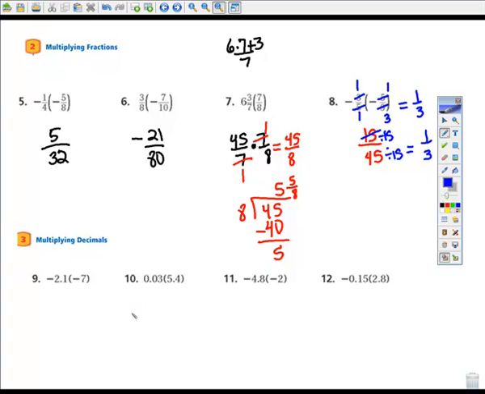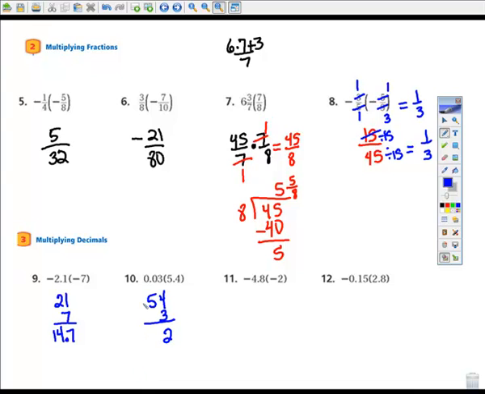Next, we have multiplying decimals. What I want you to do first is just ignore the decimals. So I want you to look at this as negative 21 times 7. So we're going to go 21 times 7. Negative times a negative is a positive. 7 times 1 is 7. 7 times 2 is 14. Now I have tenths here, so I have to make sure that I have tenths here. And I'm done. I want you to look at this as 54 times 3.